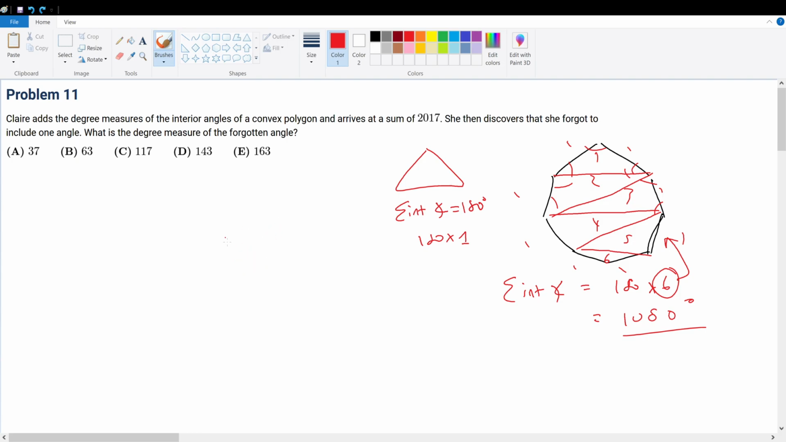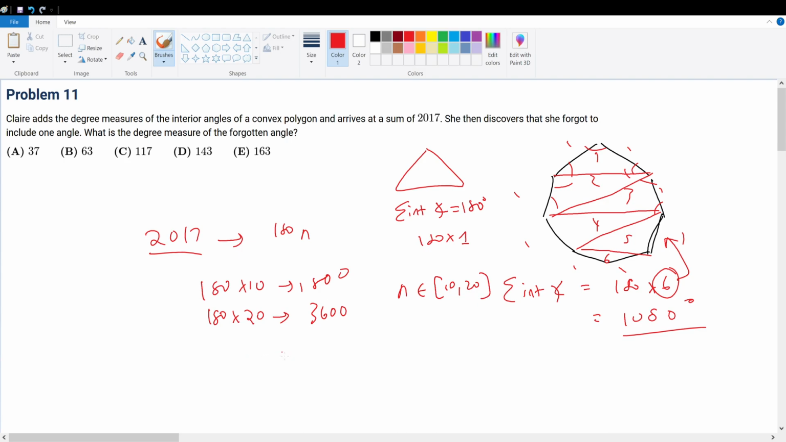Let's try to relate it to this. What is the closest number that 2017 is to a multiple of 180? Well, think about 180 times 10. That's 1800. Think about 180 times 20. That is going to be 3600. So n is going to be somewhere between 10 and 20. Let's reduce our search range to 15. 15 times 180, what is that? That's going to be 2700. So it has to be actually within 10 and 15.